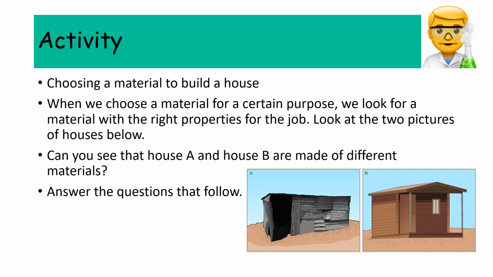The first activity will be to choose a material to build a house. When we choose a material for a certain purpose, we look for a material with the right properties for the job. Look at the two pictures of houses below. Can you see that house A and house B are made of different materials? Now go and answer the questions that follow.